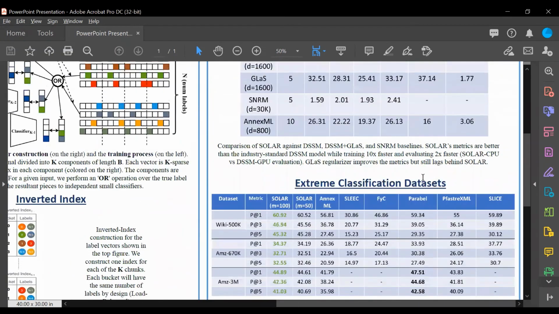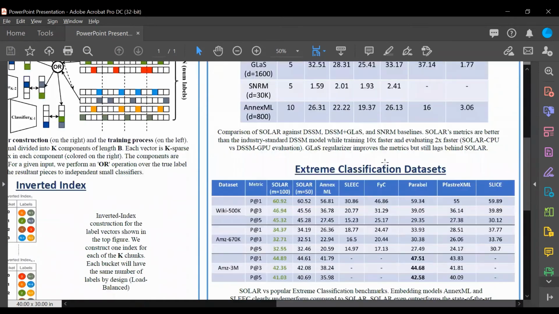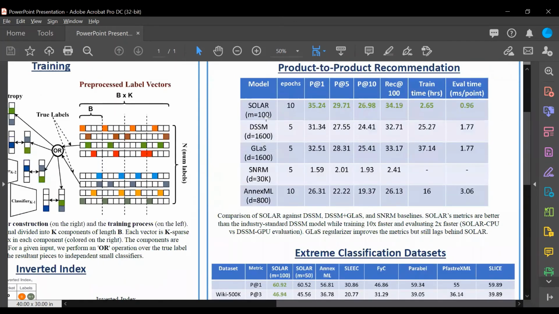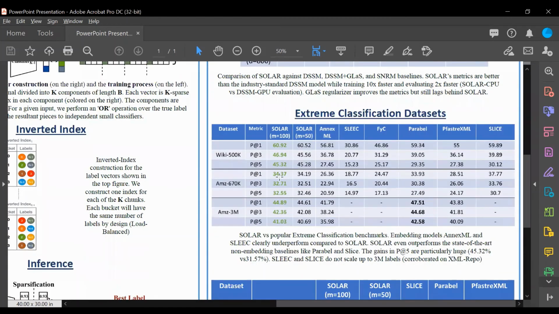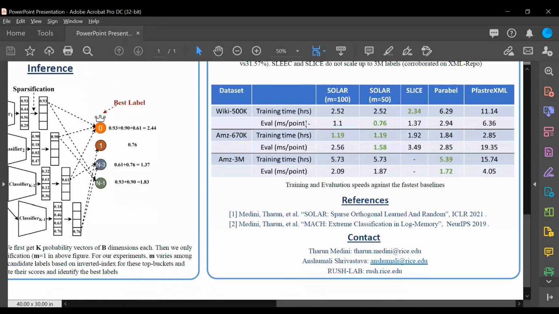We experiment with the 1.67 million book prediction data set and a bunch of extreme classification data sets with up to 3 million labels. We compare against industry scale algorithms like DSSM, which is on Amazon search, and Parable, which is on Bing search, and we get much better, state of the art precision, while inferring up to 10x faster than the state of the art algorithms.